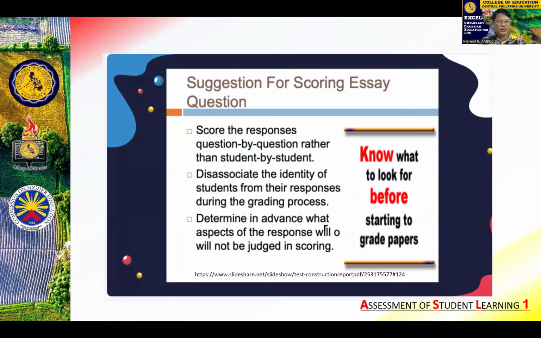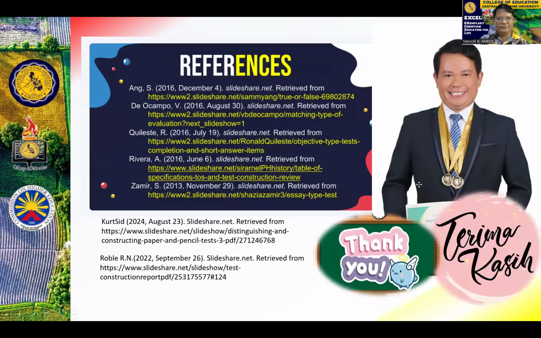Score the responses question by question rather than student by student. Then disassociate the identity of students from responses during the grading process. And lastly, determine in advance what aspects of the response will or will not be judged in scoring. Take note, everybody, know what to look for before starting to grade papers. That's probably a friendly reminder.